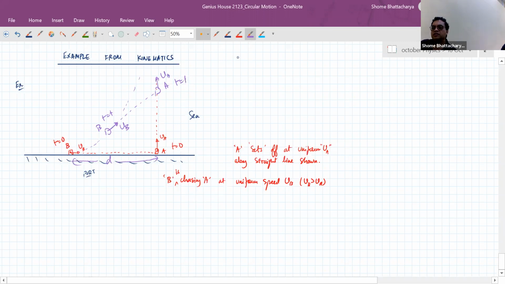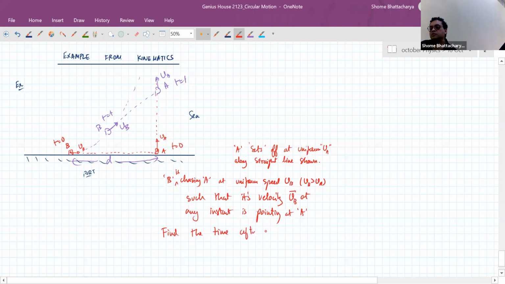This is such that its velocity VB at any instant is pointing at A. So we have to find the time after which B collides with A. Another very typical example of this happens in the case of heat-seeking missiles.